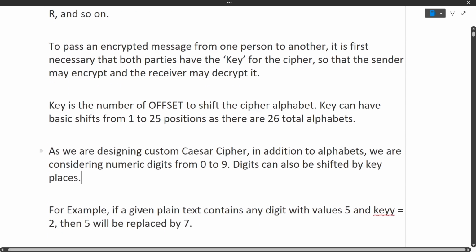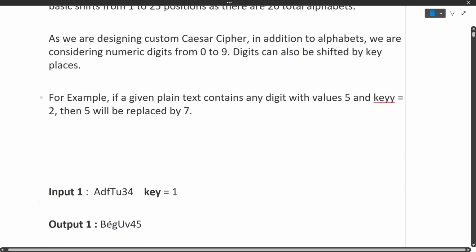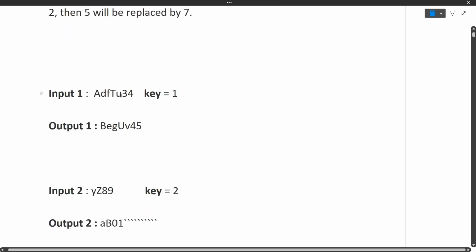Next, let's see the inputs now. So the input string is this. Now we need to encrypt this input string with the key 1. So what will we be doing? We will traverse the string. So what will be the output? Our capital A will become capital B, our small t will become u. We are replacing it by the +1 character because after A, B comes in the next position and the key was 1.